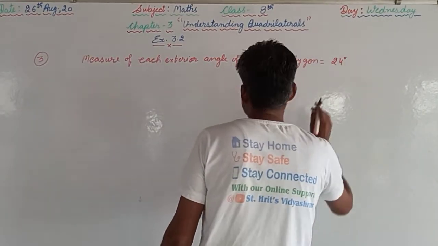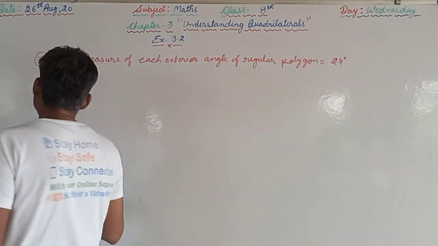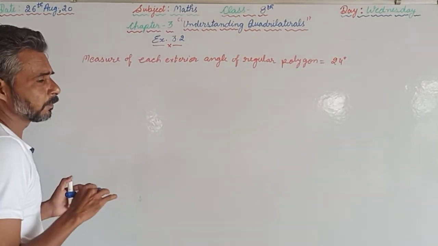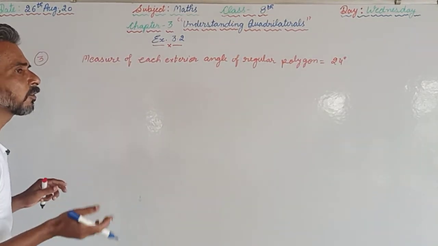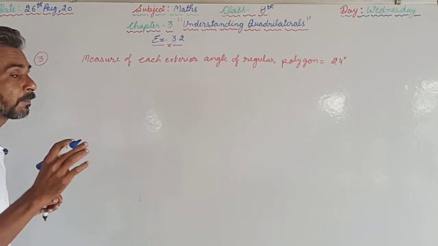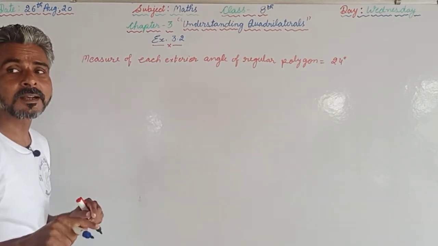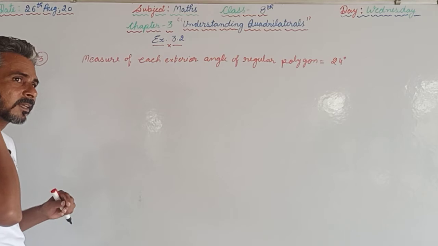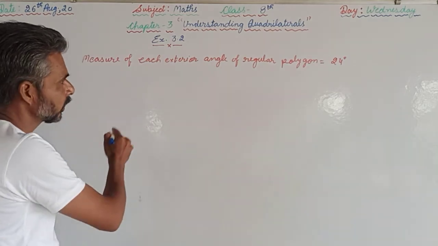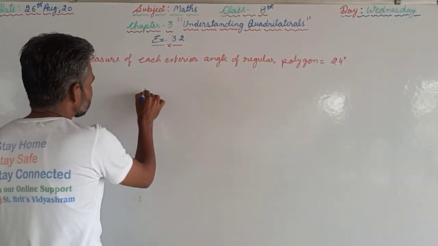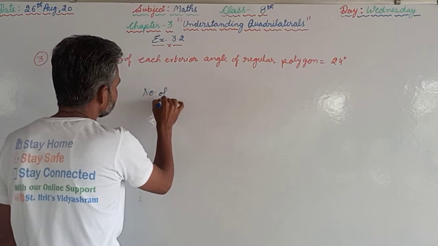24 degrees. You are supposed to keep in mind the formula we used in the previous question. We are supposed to use that same formula here, but this formula is applicable for the polygons which are regular, means whose sides are equal in length. So here we are supposed to find the number of sides.